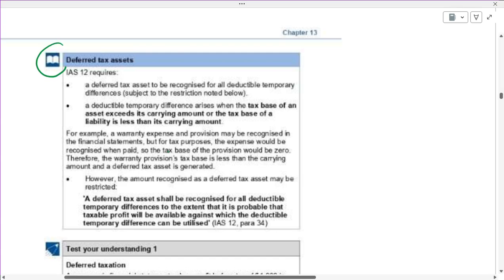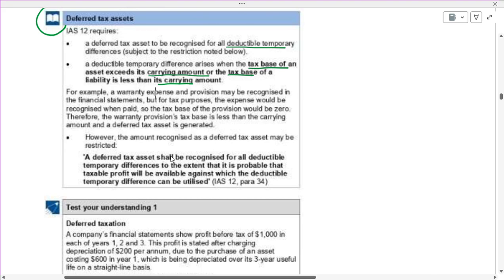A deferred tax asset is recognized for all deductible temporary differences. A deductible temporary difference is when the tax base of an asset exceeds the carrying amount, or the tax base of a liability is less than the carrying amount. Just keep it in mind. When we are doing this, I will give reference to this. However, an amount recognized as a deferred tax asset may be restricted.